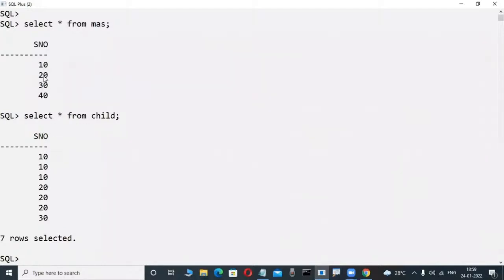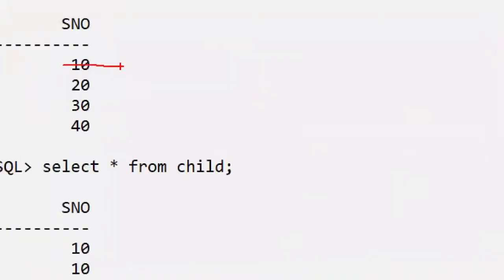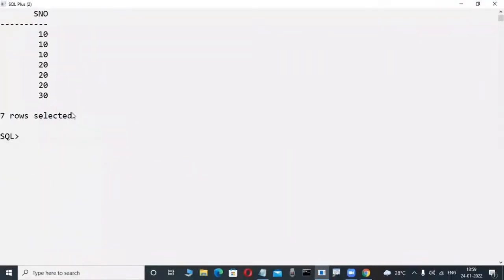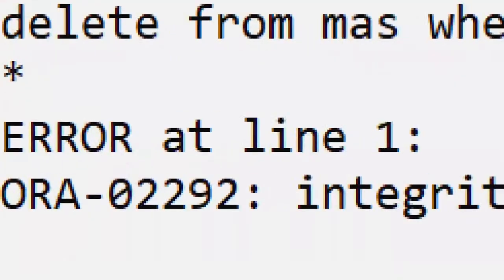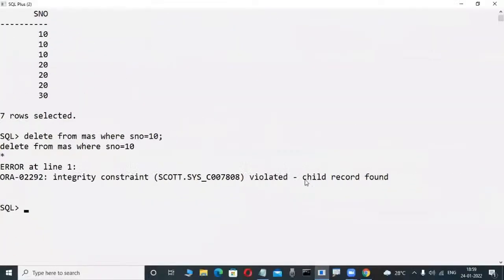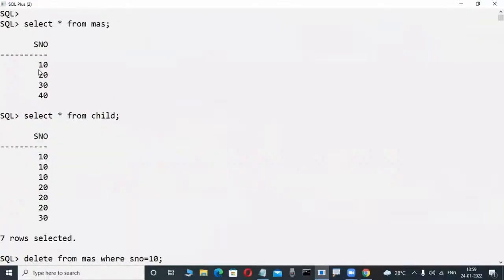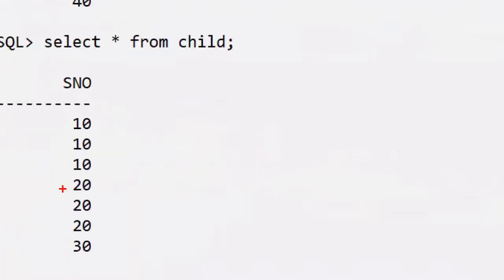Okay. Now I try to delete some record. What is delete? What is insert? Up to now you don't have an idea. Just I'm checking. Delete from master where s number is equal to 10. It won't work. Already that 10 is available. Yes, we are unable to delete. Here, that's why, child record found. Maybe that record, this 10, is available so many times in the child table.